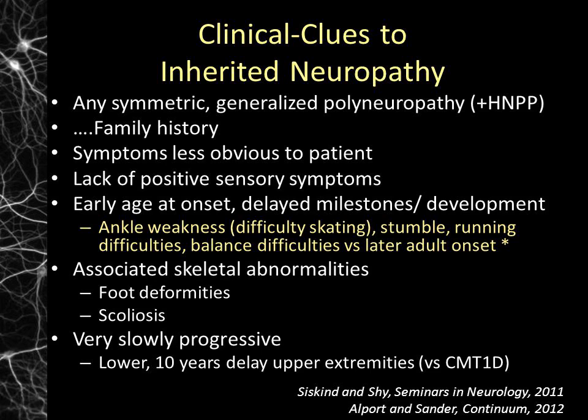Asymmetric generalized polyneuropathy, plus HNPP. Family history. Symptoms less obvious to the patient. Lack of positive sensory symptoms. Early age at onset, delayed milestones or development. Ankle weakness, difficulty skating, stumbling, running difficulties, balance difficulties, versus later adult onset.